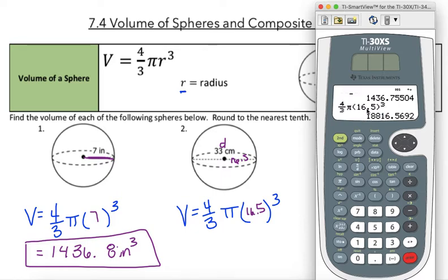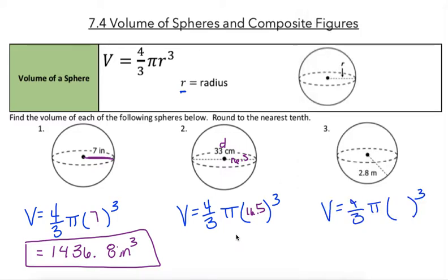Now we already had a decimal, so it's going to give us our approximation. So this sphere is 18,816.56. The 6 is going to bump it up to 0.6. So my volume is going to be 18,816.6, and our units are centimeters cubed.